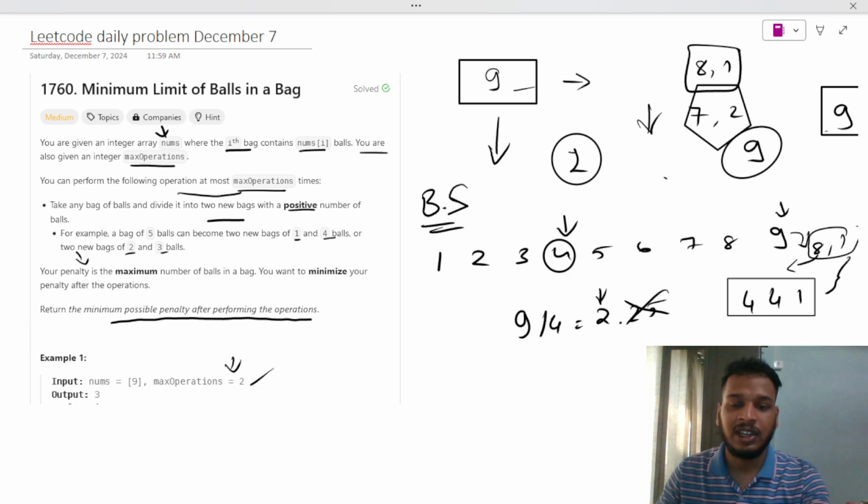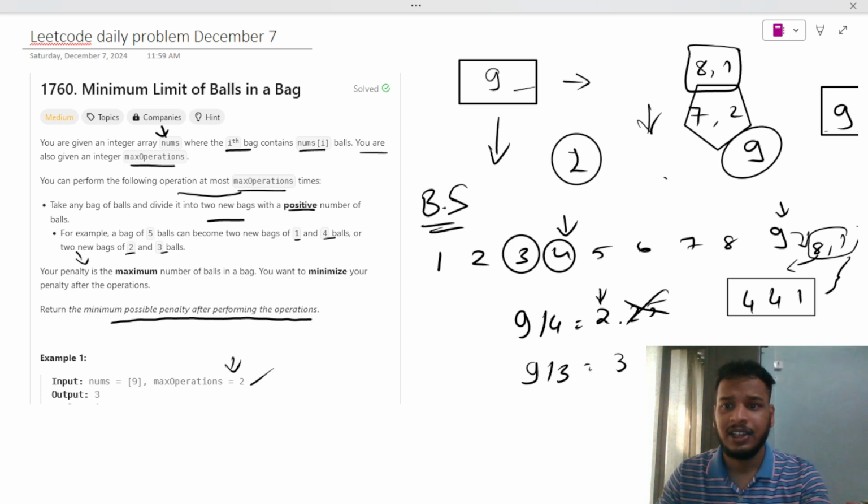Now if I take the 3, 9 divided by 3 is 3. But you can see that if I take 9 and split it into 6 3, and again split this 6 into 3 3 3, how many operations is it? Two operations. We took two operations, but we cannot conclude that 4 is the only answer, we can go here also.